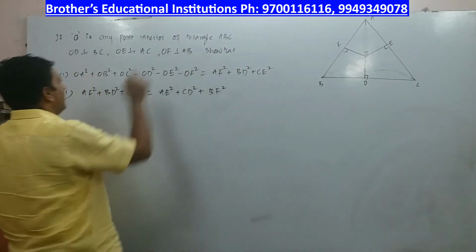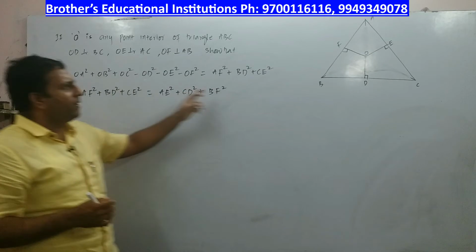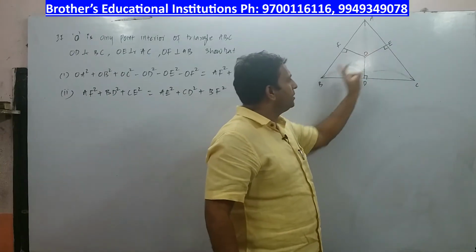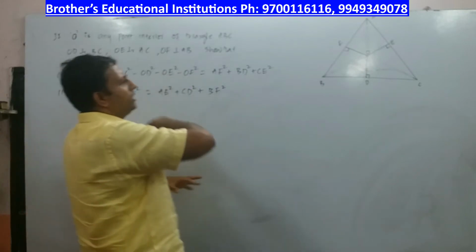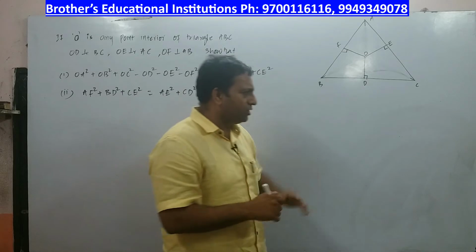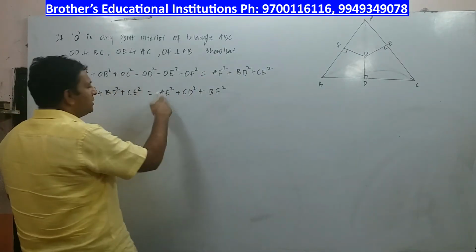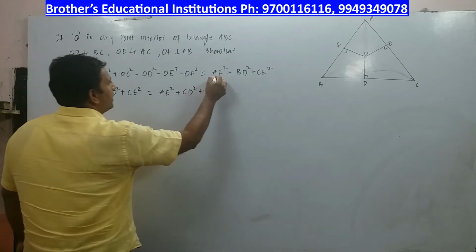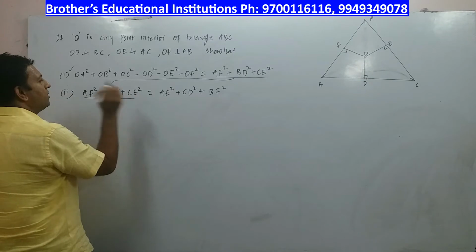So the three perpendiculars are given, and what we need to show is OA square plus OB square plus OC square minus OD square minus OE square minus OF square is equal to AF square plus BD square plus CE square. So you have to prove this, and if you are able to prove this it is very simple. Believe me, because you can see very clearly the RHS of this is becoming nothing but the LHS of this.